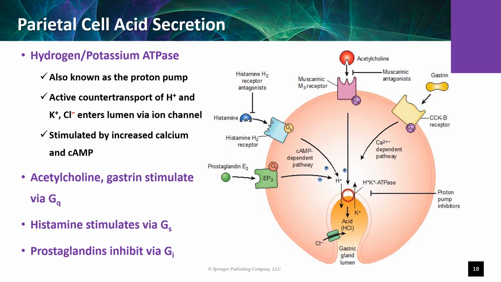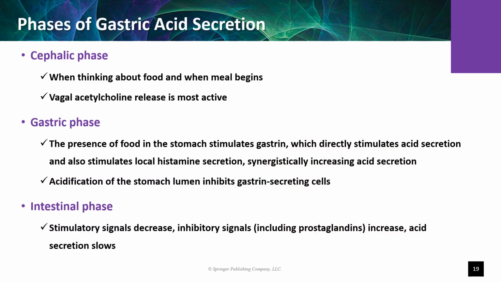The major factors stimulating acid secretion are acetylcholine, gastrin, and histamine. All of these act through Gq and Gs. Prostaglandin E2 inhibits the proton pump through a Gi-linked receptor. Pharmacological targets of H2 blocking drugs and proton pump inhibitors are shown. Each of these three phases secrete stomach acid depending on whether food is present or someone is thinking about food.